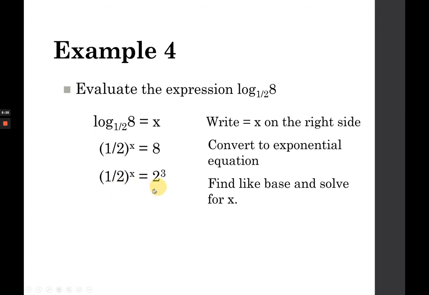To make them the same, we can make 2 into 1/2, and since we flip 2 into 1/2, the 3 becomes negative. Why do we need to turn 2 into 1/2? So that they will be like bases. But once you flip a number into a fraction, 1 over the number, the exponent becomes negative, because that is the law. And it's now very clear we have like bases. Cancel your like bases and your x is equal to -3.